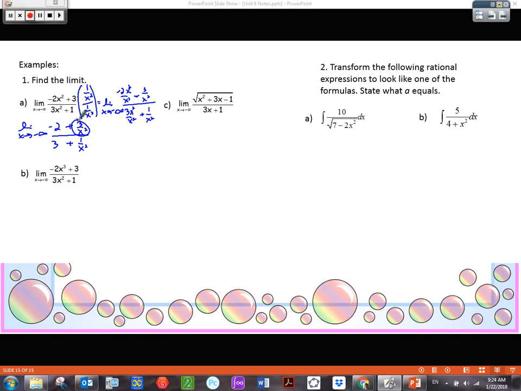We look in the denominator, we see there's nothing to do with 3, but we also see this is a special limit, and that's going to zero out. So our answer is basically what is left over, and our answer is going to be negative 2/3.